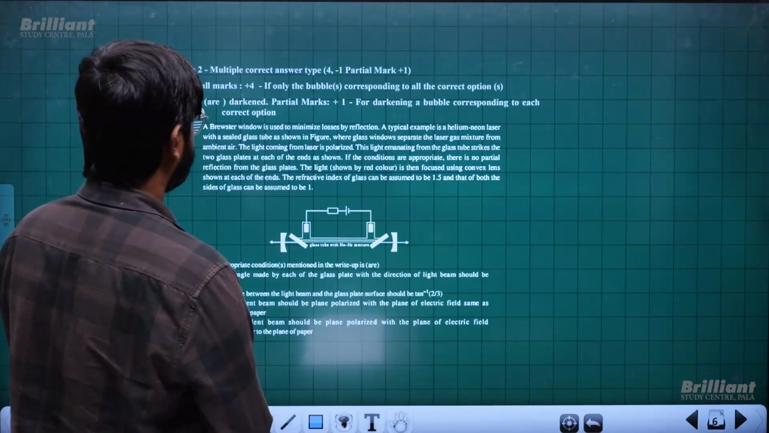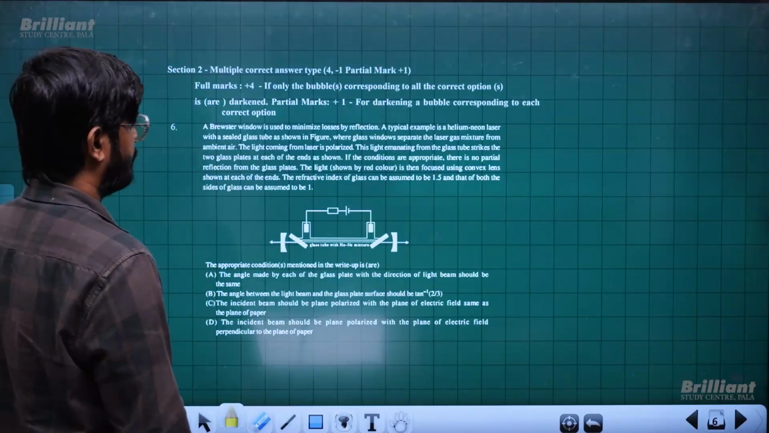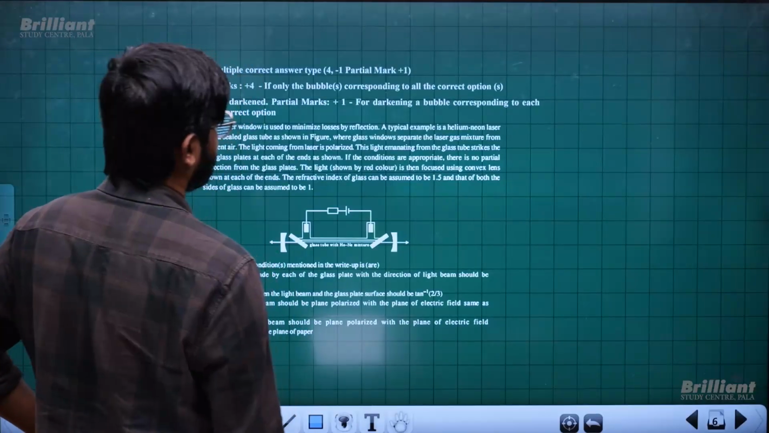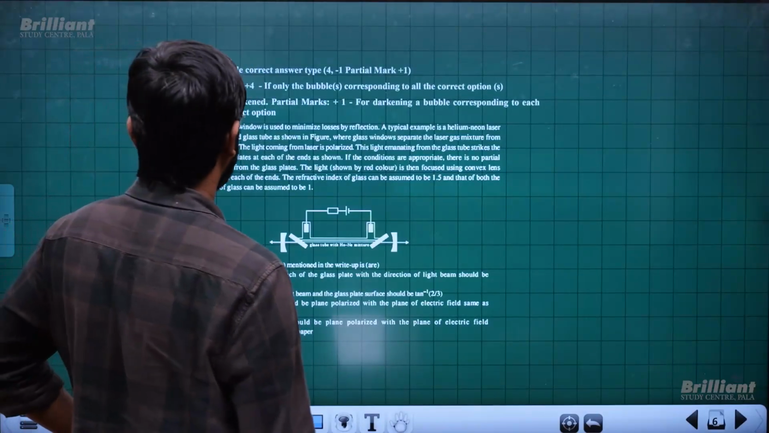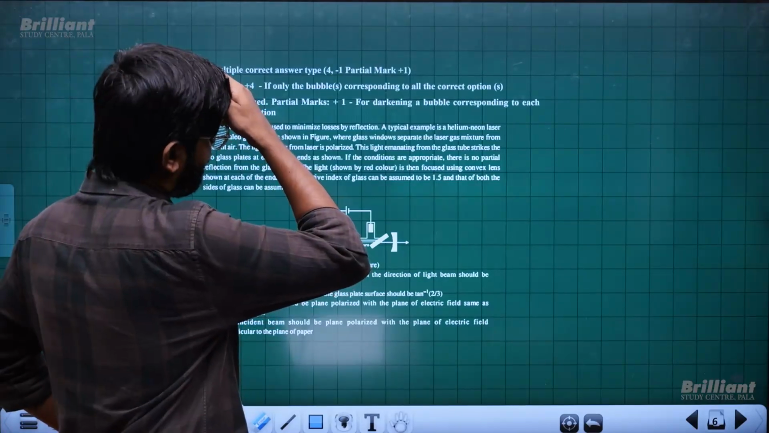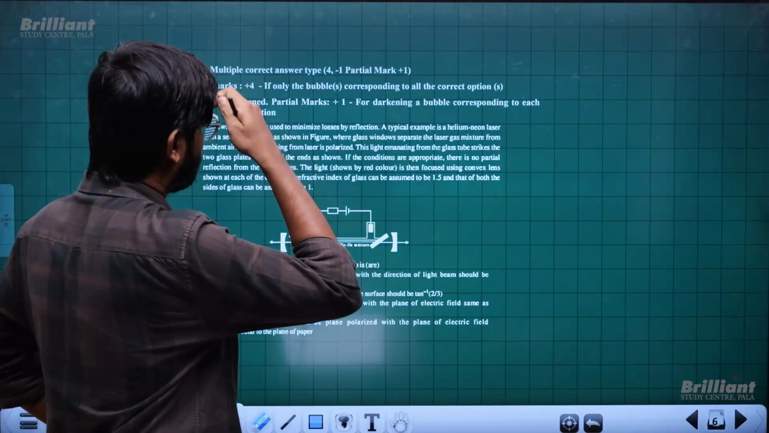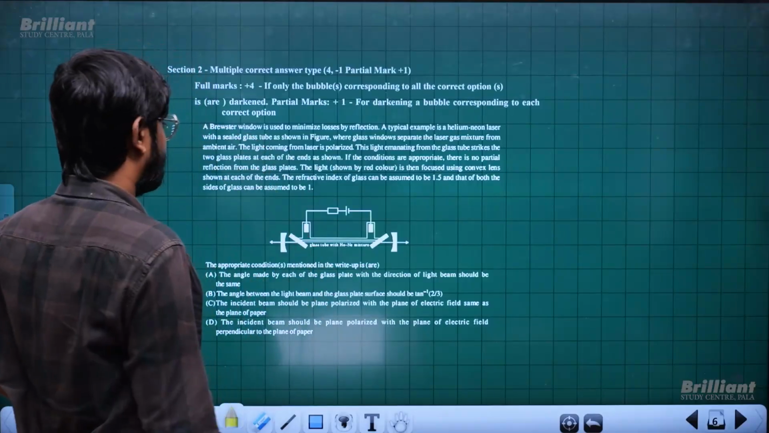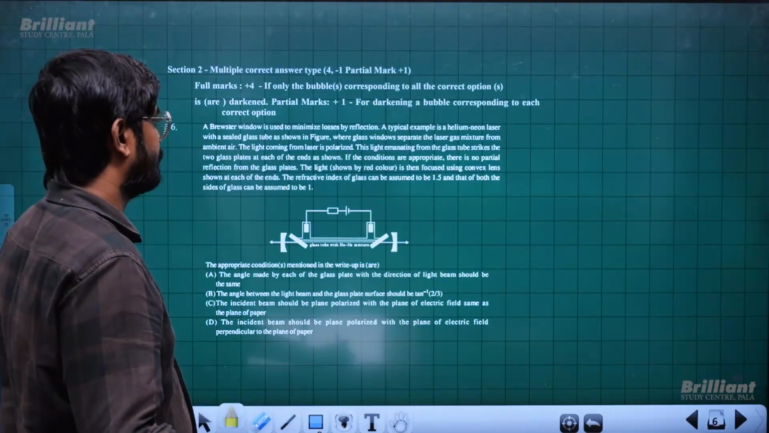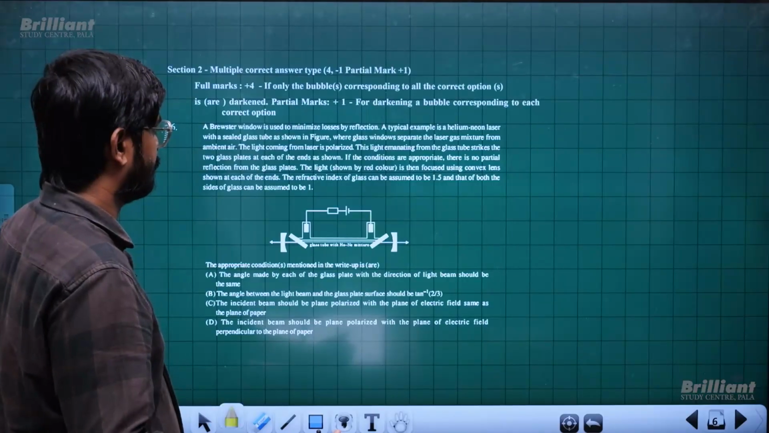A Brewster window is used to minimize losses by reflection. So it is making reflection less. A typical example is a helium neon laser with a sealed glass tube as shown, where glass windows separate the laser gas mixture from the ambient air. The light coming from the laser is polarized, and reflection has to be minimum.